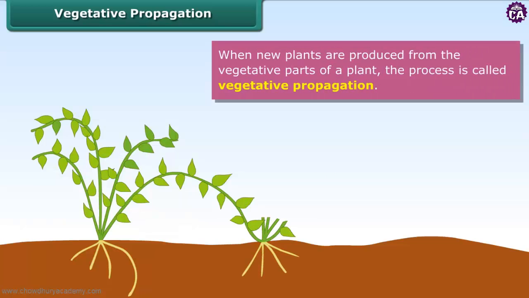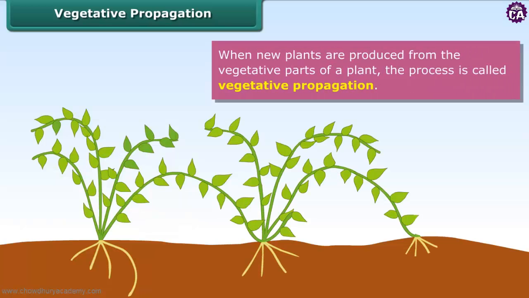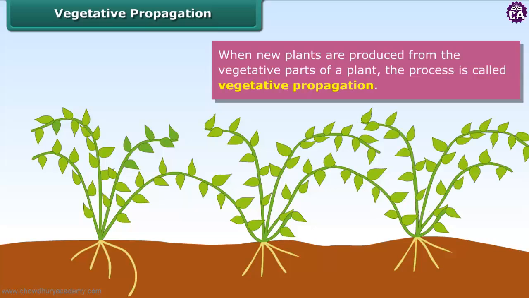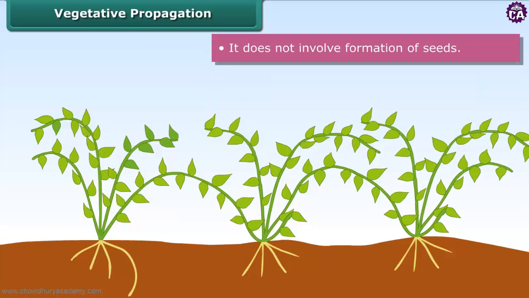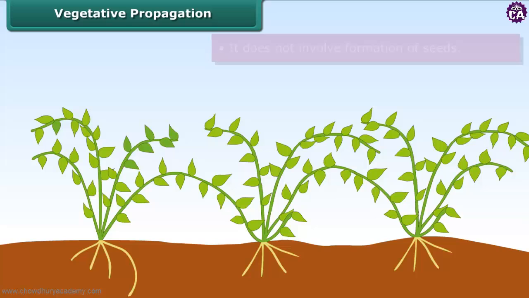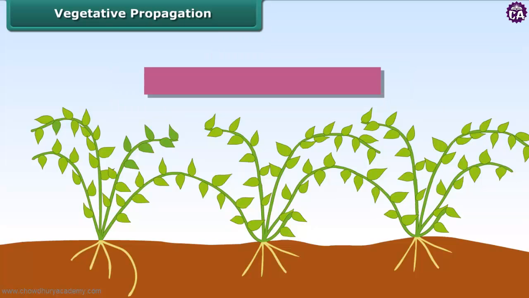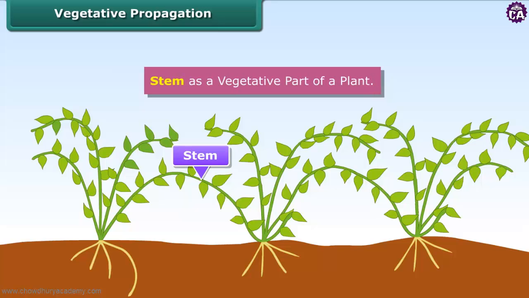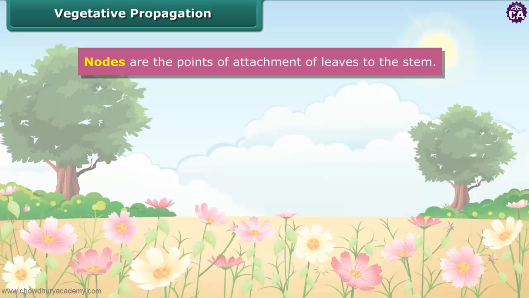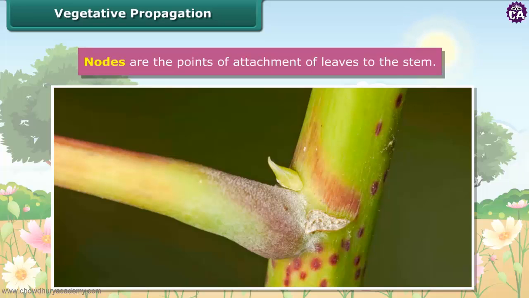Let's discuss about them in detail one by one. When new plants are produced from the vegetative parts of a plant, the process is called vegetative propagation. It does not involve formation of seeds. Let us see how vegetative propagation works. Stem as a vegetative part of a plant. Have you ever seen buds at the nodes of the stem? These buds are called axillary buds. These buds do not produce flower, rather they give rise to new branches.